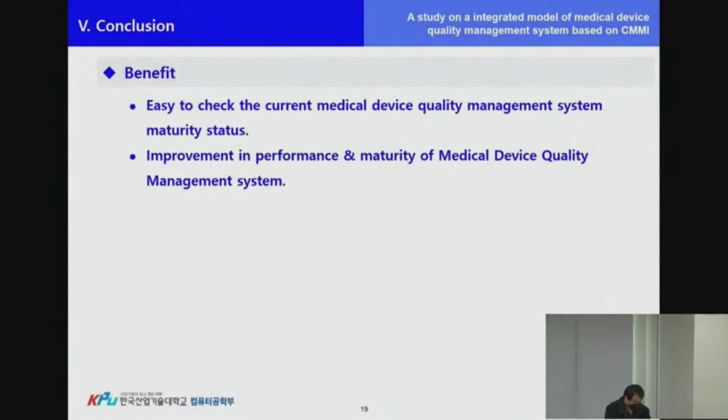The benefit of this model is as follows. First, easy to check the current medical device quality management system maturity level status. Number 2, improvement in performance and maturity of medical device quality management system.